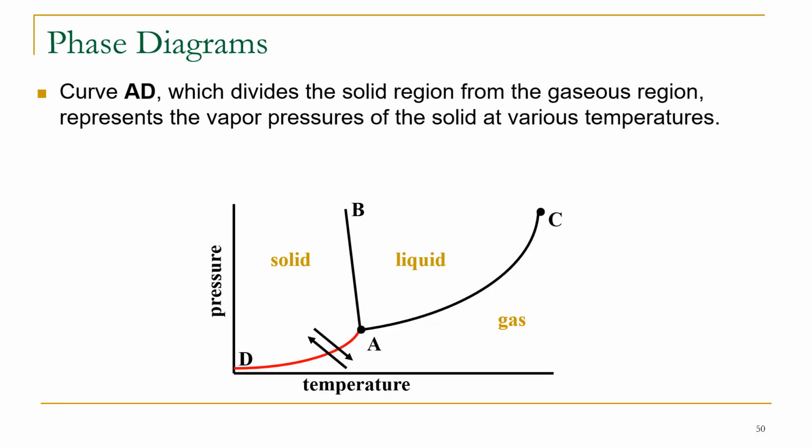And then down here between A and D, you've got your equilibrium between a solid and a gas. And so again, on the line, you've got both solid and vapor present. If you're to the right, it's vapor. To the left is solid.